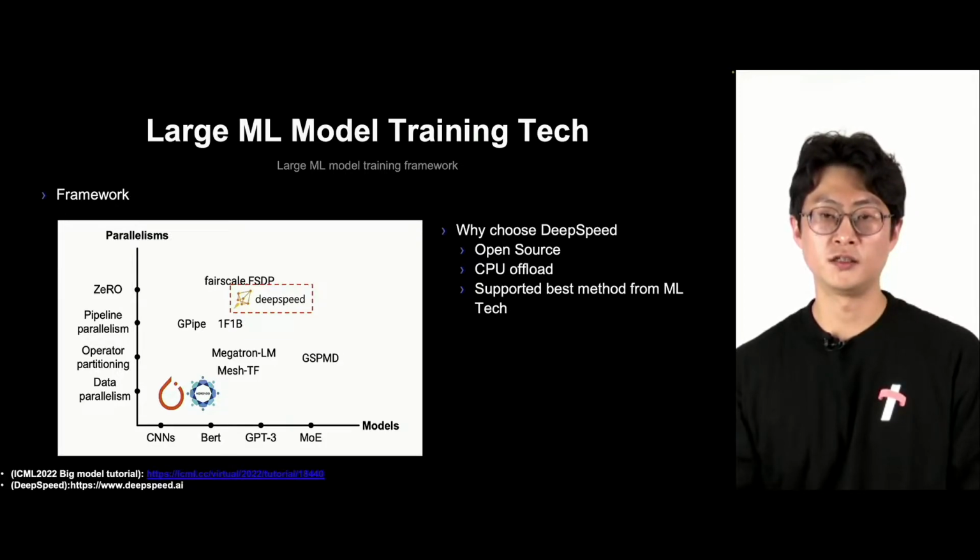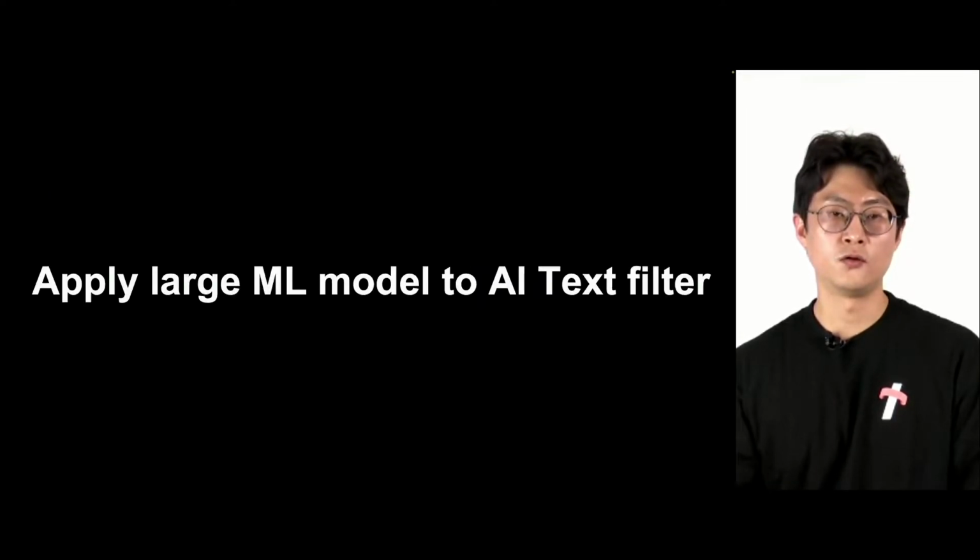Therefore, in order to improve the development speed, we have looked for a framework that can train the large model. We can train the GPT-3 model, and we can also use CPU offload in the DeepSpeed framework. DeepSpeed is an open source technology, and it supports many technologies that allow training of the large model. So using DeepSpeed, we were able to make use of the large model quite quickly.